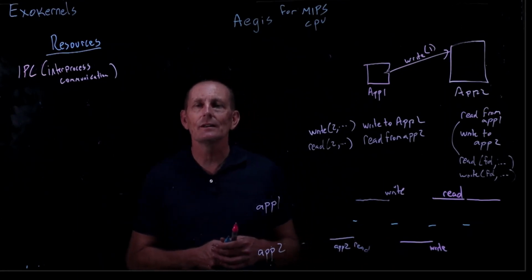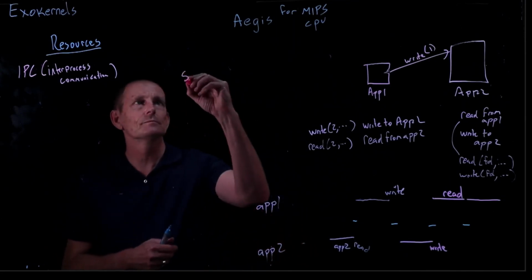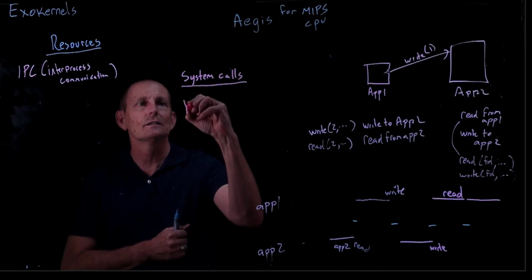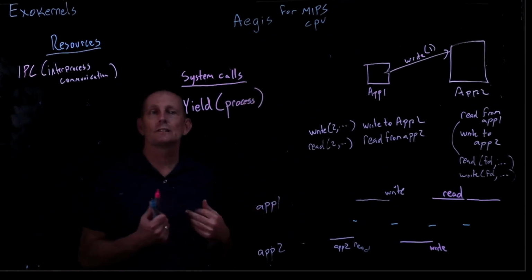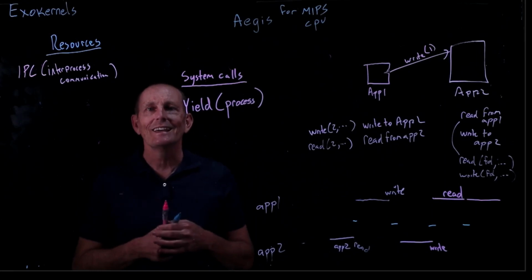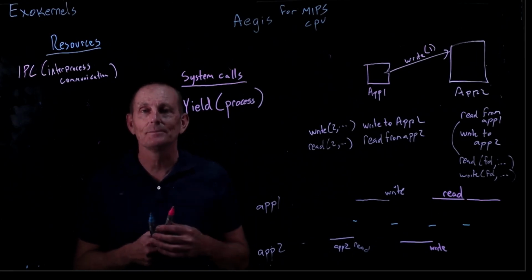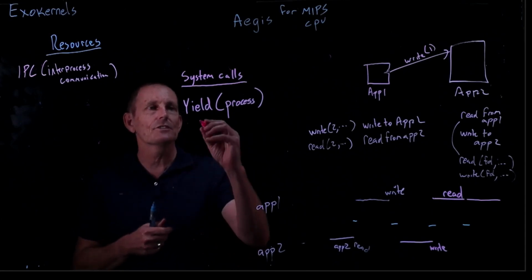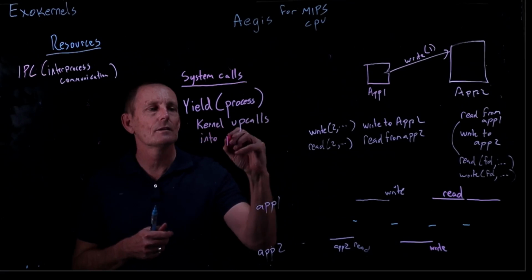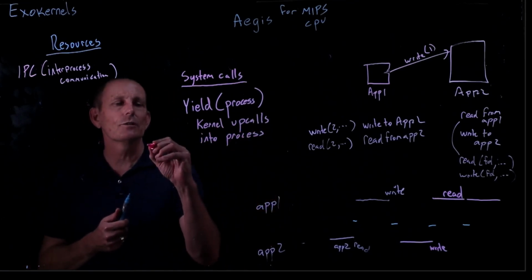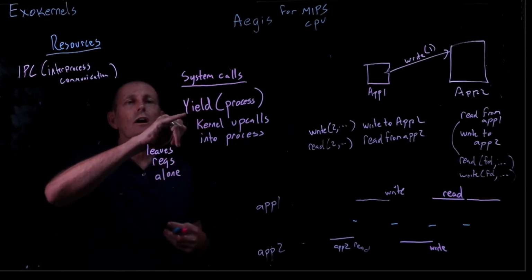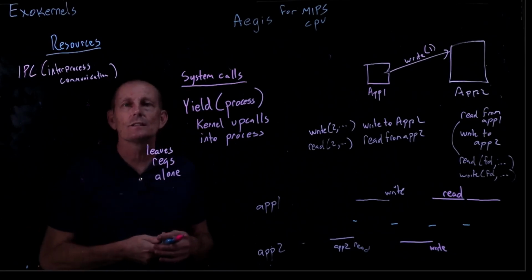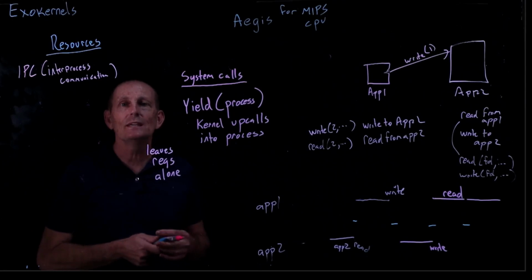Let's look at the way it's done on Aegis. One system call is yield, which can take an argument, a process to run. So I am not just arbitrarily saying, I give up time and run whoever you feel like running. I'm giving up time, but I want it to go to this other process. What happens is the kernel upcalls. The kernel leaves the registers alone, that is, they maintain their value from app 1 into this other process. So those registers can actually be the information that is being transferred across in the IPC.